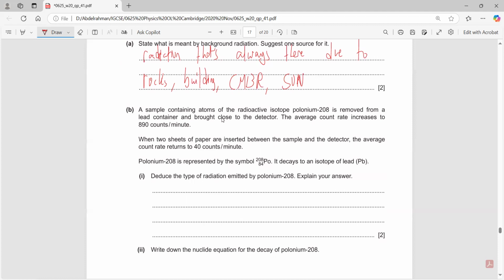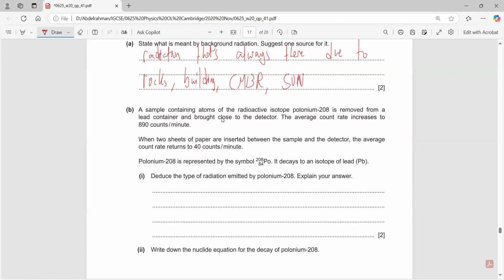A sample containing atoms of the radioactive isotope polonium-208 is removed from a lead container and brought close to the detector. The average count rate increases to 890 counts per minute. When two sheets of paper are inserted between the sample and the detector, the average count rate returns to 40 counts per minute.